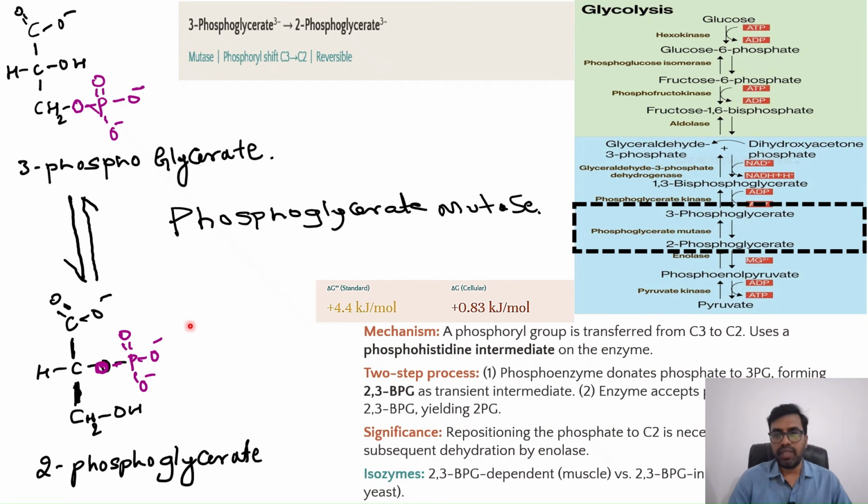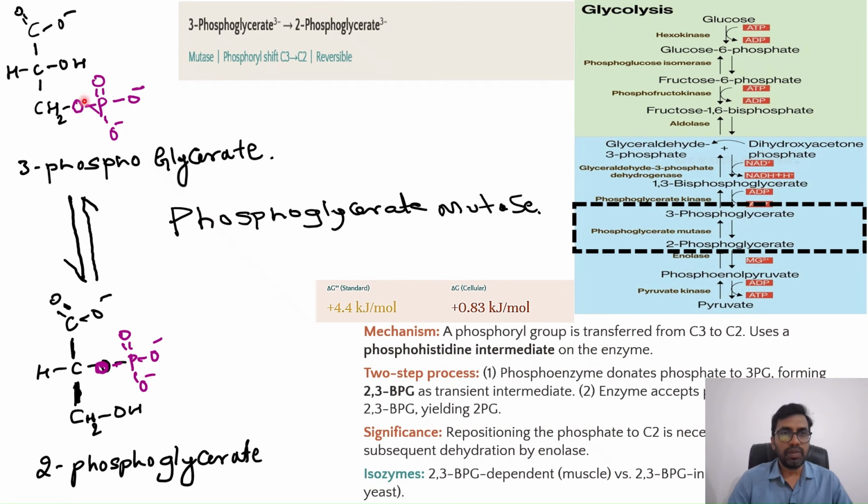What they do is just change the position of groups inside the molecule. A molecule is made up of many atoms and groups, and these mutases are the enzymes which change the position of these groups in the molecule. This phosphoglycerate mutase changes the position of this phosphate from carbon number 3 to carbon number 2.